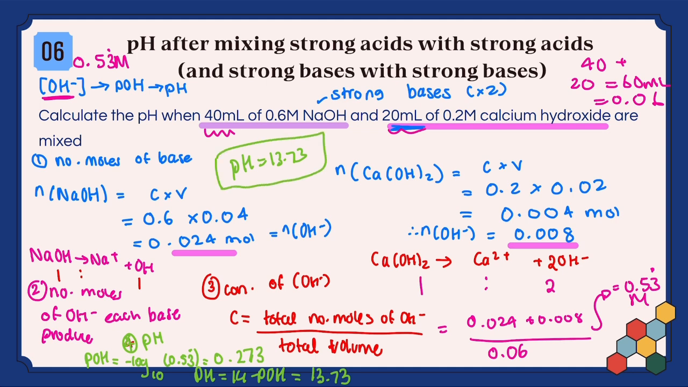So just having a look at the steps overall, what we did is we calculated the number of moles of base that we had, then the number of moles of hydroxide produced, and then worked out the total concentration of hydroxide, and then we applied the pOH to pH formula.